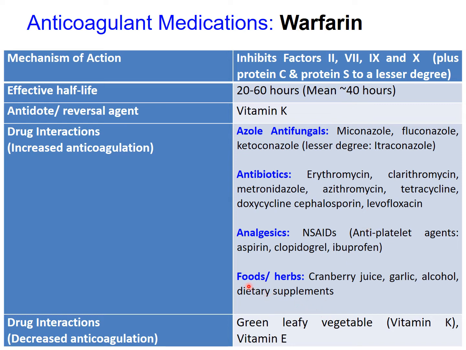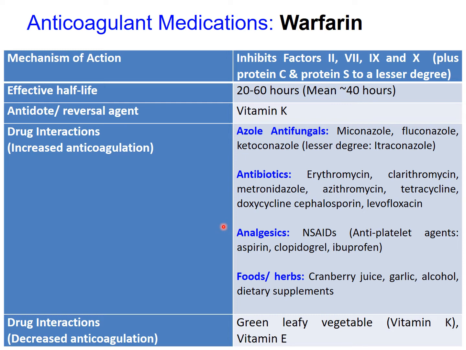Certain foods and herbs, such as cranberry juice, garlic, alcohol, dietary supplements, may also have an impact on increasing the anticoagulant activity of warfarin. On the other hand, green leafy vegetables, which are rich in vitamin K, and vitamin E supplements, will decrease the anticoagulant activity of warfarin.